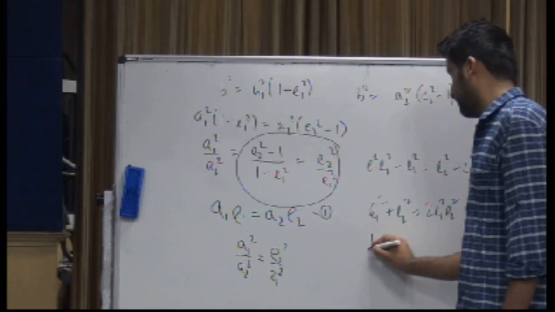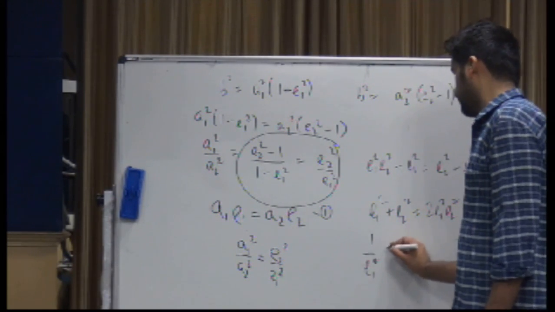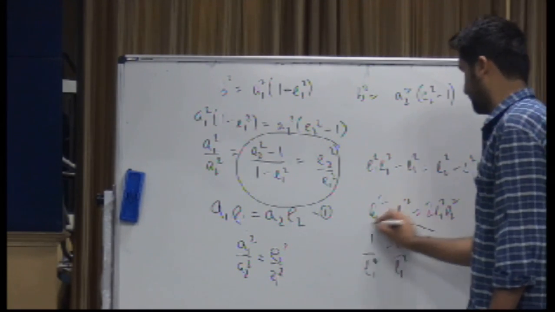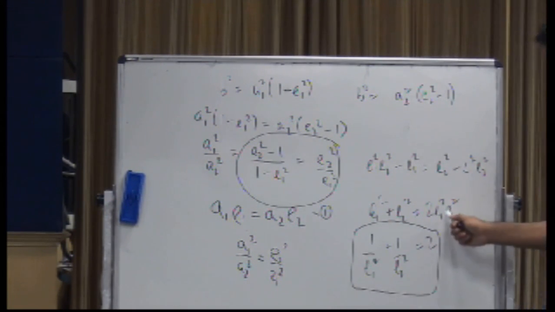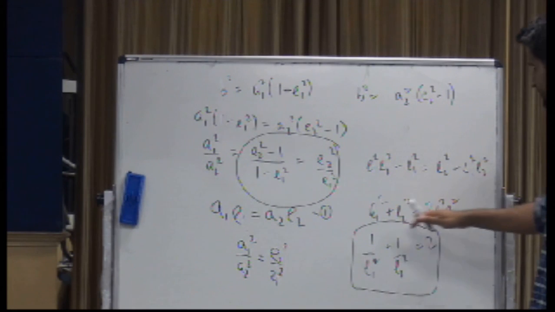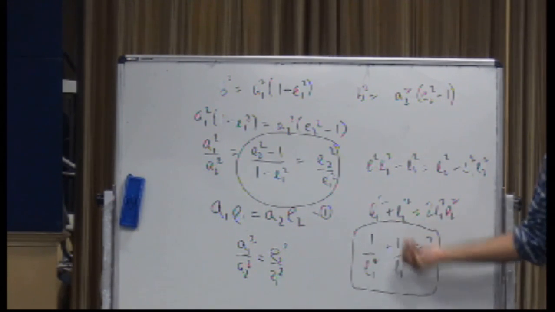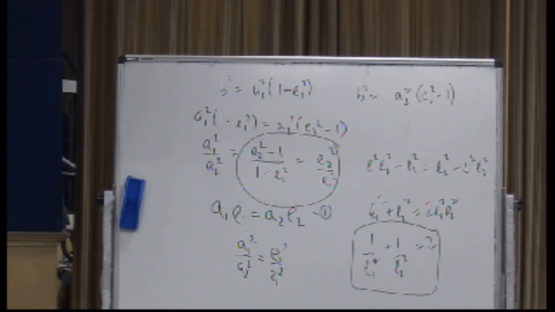or 1 upon E1 square plus 1 upon E2 square is equal to 2. If you divide the whole side by this equation, you will get 1 upon E2 square plus 1 upon E1 square is equal to 2. It's the same thing. Understood?